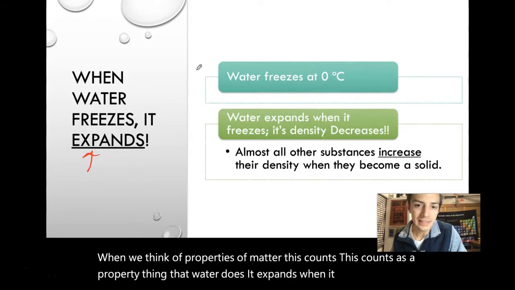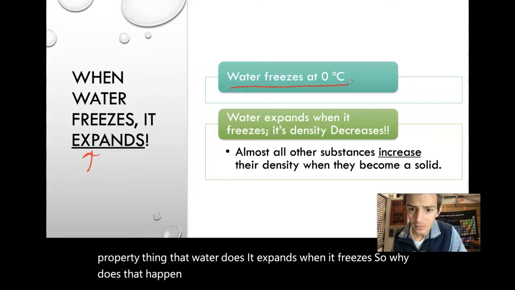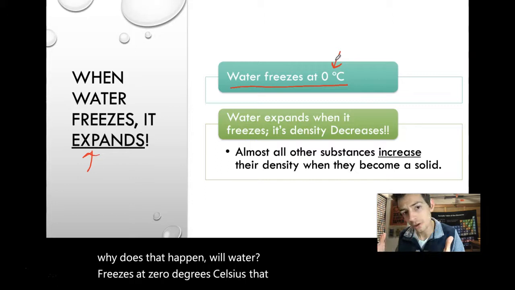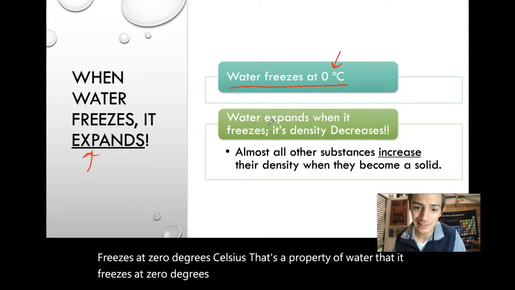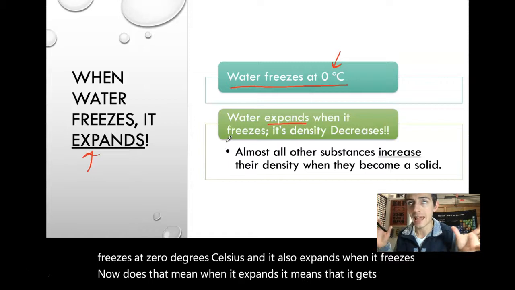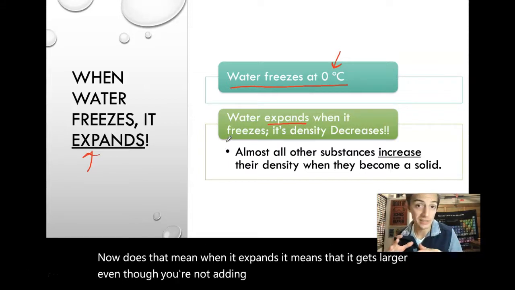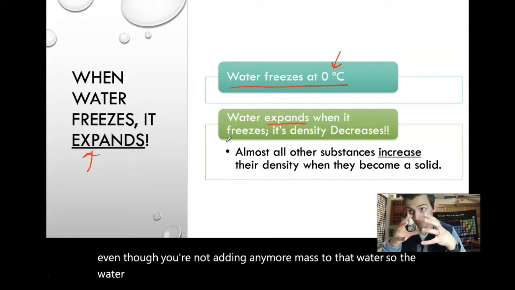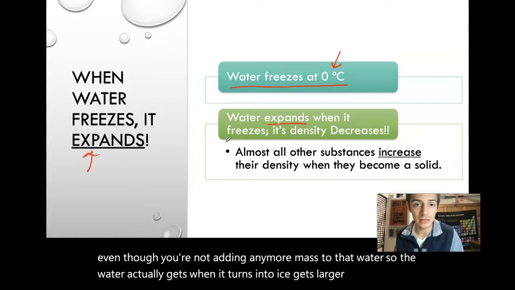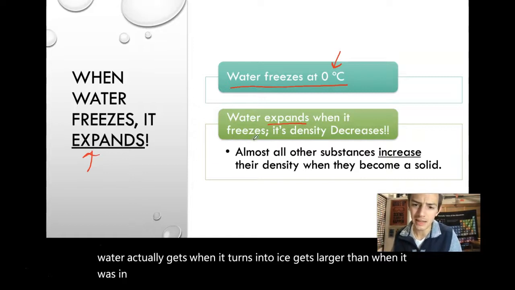So why does that happen? Well, water freezes at 0 degrees Celsius. That's a property of water, that it freezes at 0 degrees Celsius. And it also expands when it freezes. Now, what does that mean when it expands? That means that it gets larger, even though you're not adding any more mass to that water. So the water actually gets, when it turns into ice, larger than when it was in liquid form. So it expands when it freezes.